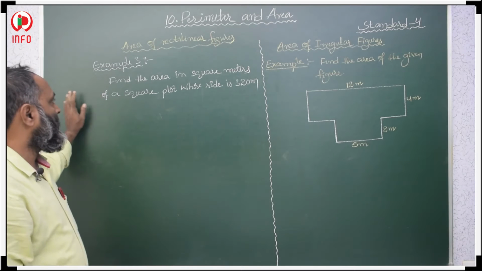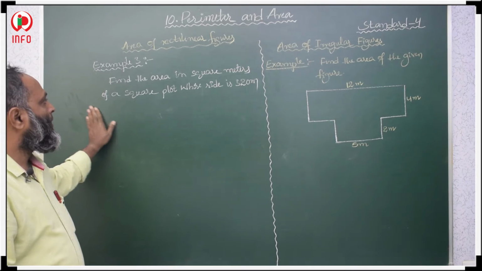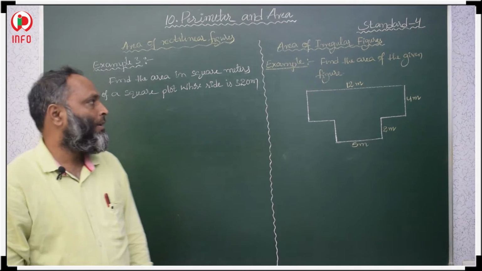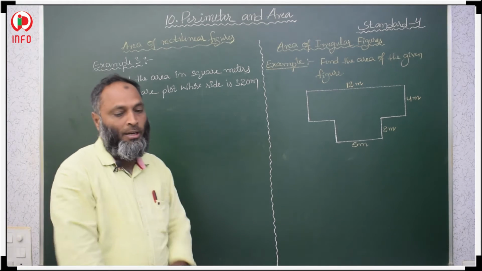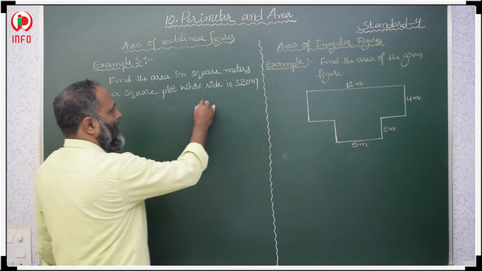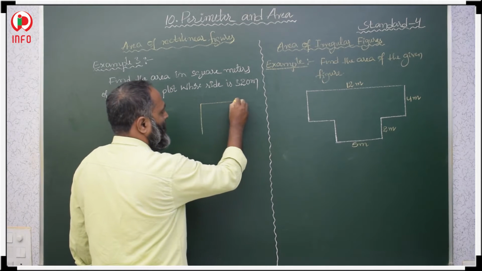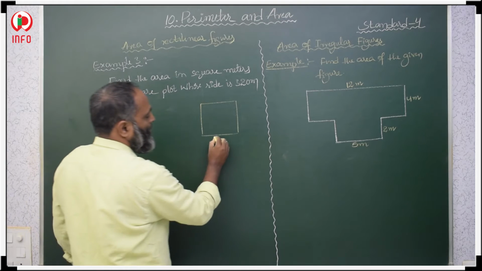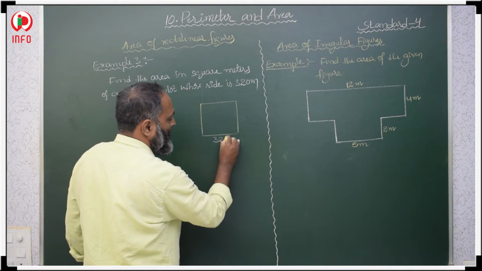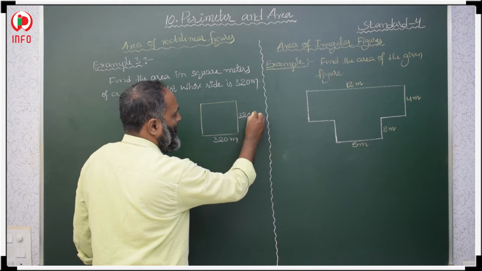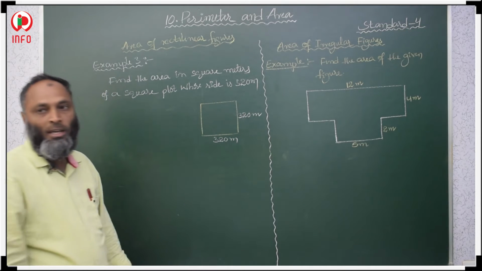Students, see here, in example 3: find the area in square meters of a square plot whose side is given. The side is 320 meters. This is a square plot, and the square plot side is 320 meters. If it is 320, it means all four sides are 320 meters only.